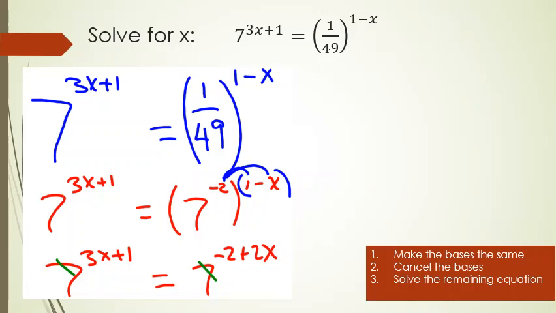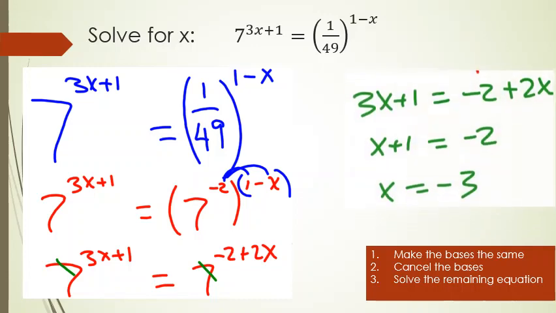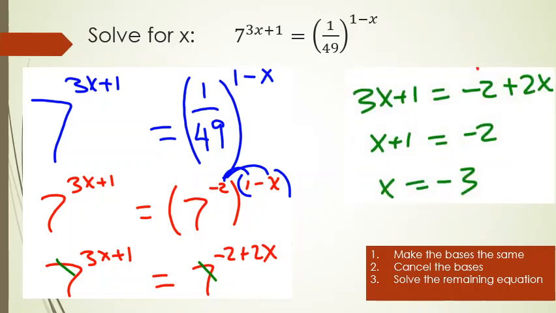Now we can cancel the bases. When we cancel the bases, we end up with 3x plus 1 equals negative 2 plus 2x. If we bring the 2x to the left side, if we subtract 2x on both sides, we get x plus 1 equals negative 2. And then we just need to subtract 1 on both sides, and we get x equals negative 3.